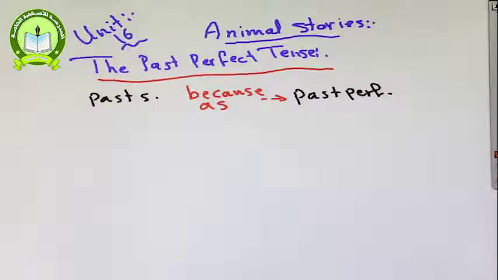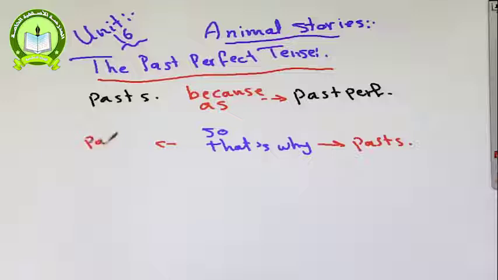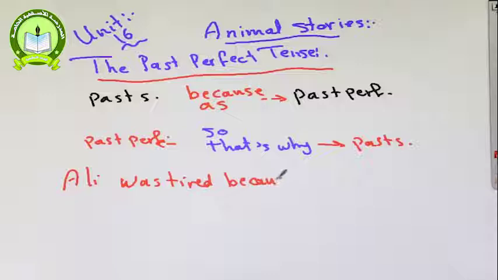Another two connectors, so and that's why. And they are the opposite for that. They are followed by past simple and preceded by past perfect. Let's have an example. For example, Ali was tired because he had worked hard.